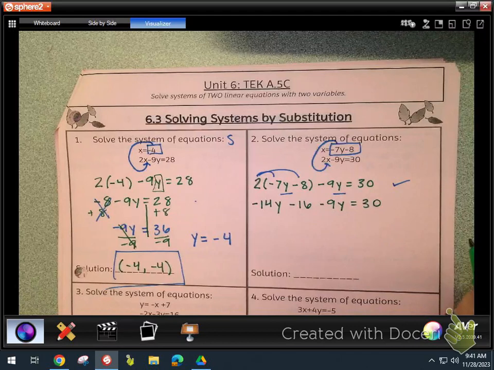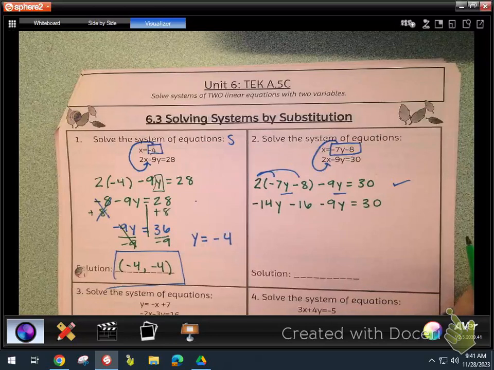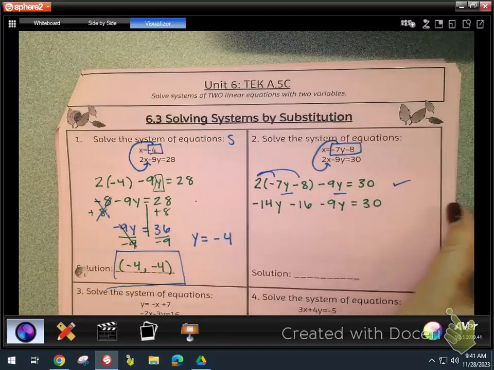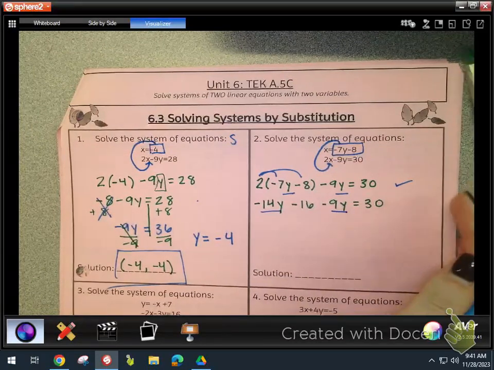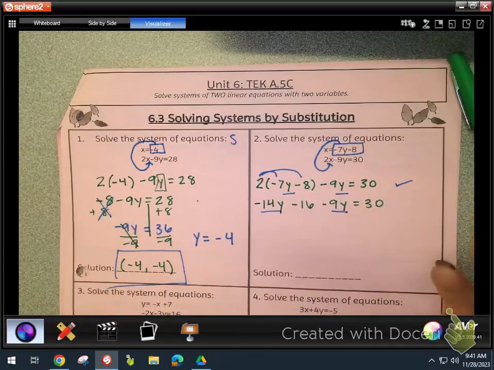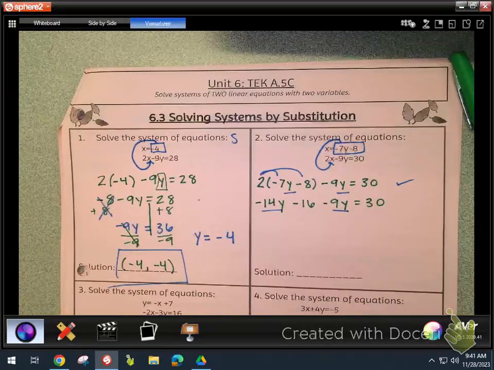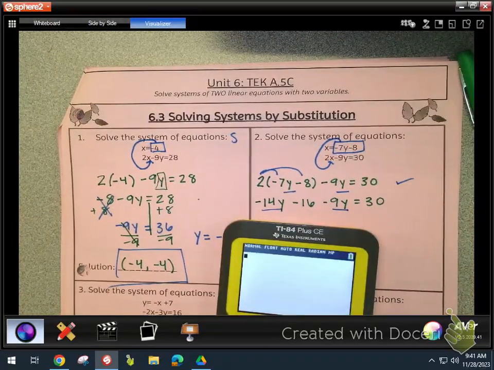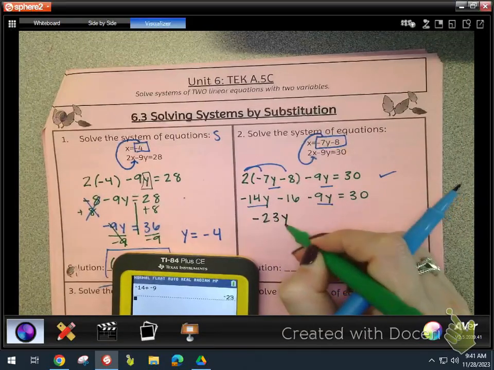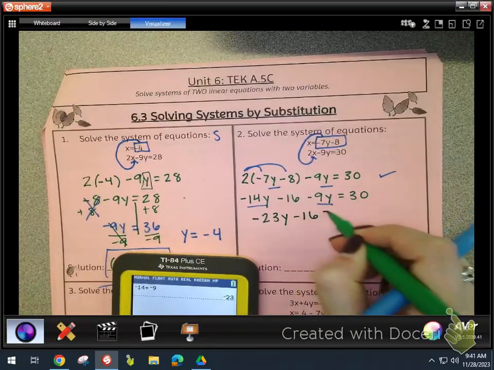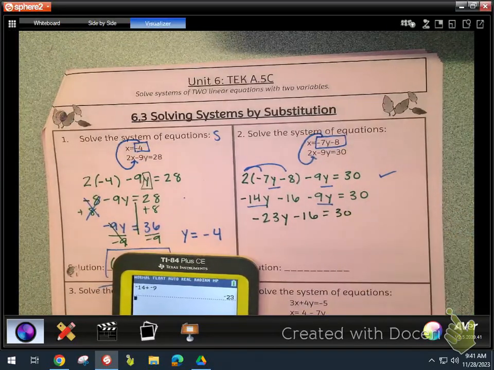It's looking better. Now, if you remember way back when we did this, after we distributed, we checked for like terms. Do we have any like terms on the left-hand side? Yes, both of those y's, which they have to be the same variable. So I need to put those together. Negative 14, watch the negatives here. You can use your calculator to check. Negative 14 plus negative 9 is negative 23y minus 16 equals 30.